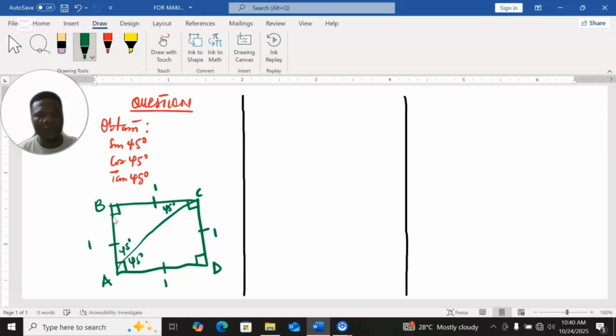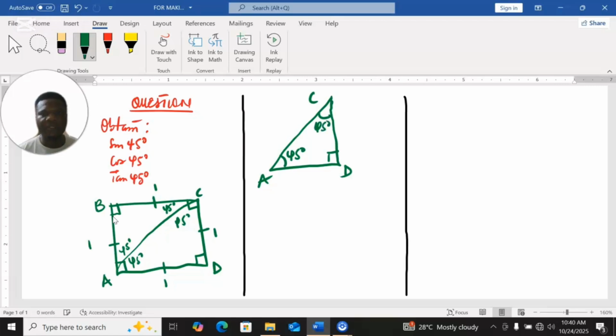Okay? So we would use this to now cut out the right angle triangle ACD. So this is A, C, and D. 45 degrees here, 45 degrees there. Okay? And this will be 1 unit, 1 unit. But there is a problem. What will this side be? The side AC. So for us to get the side AC, we shall be using Pythagoras theorem.